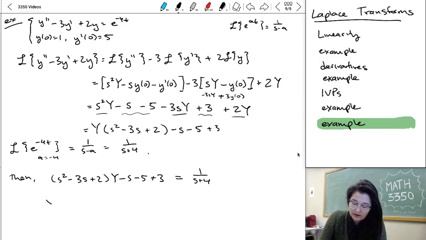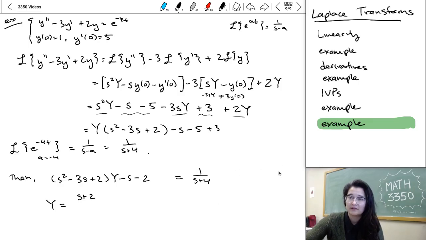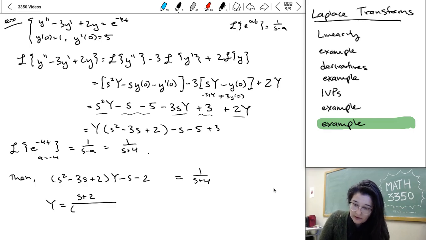Now solving for Y, minus 5 plus 3 is minus 2. I should simplify that at some point, and that point is now. So when I move that over to the other side, I'm going to get s plus 2, adding s and 2 over here. And then everything gets divided by the thing that multiplies Y. So Y is equal to s plus 2 over s squared minus 3s plus 2, plus 1 over s plus 4 times s squared minus 3s plus 2.